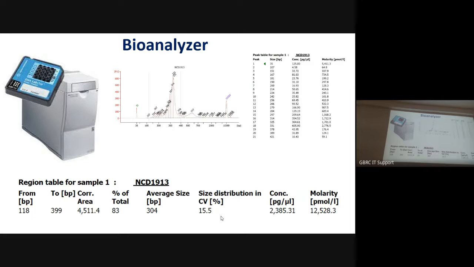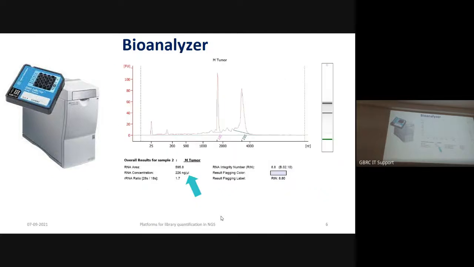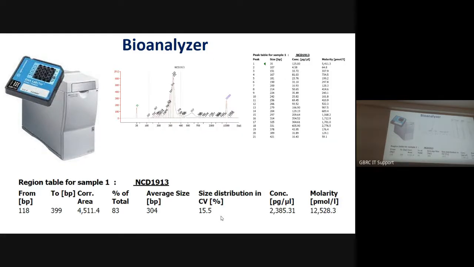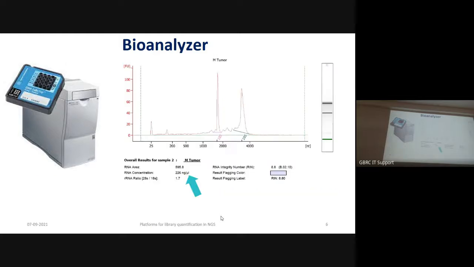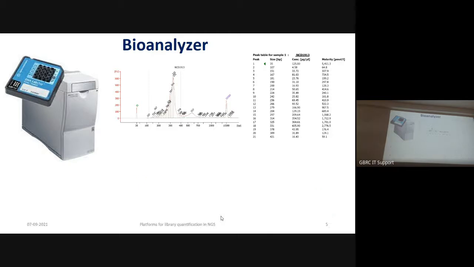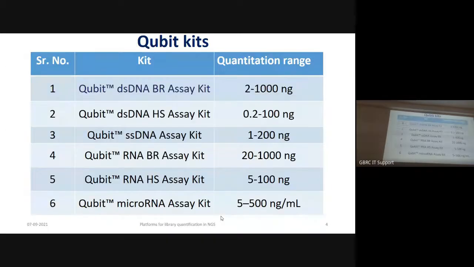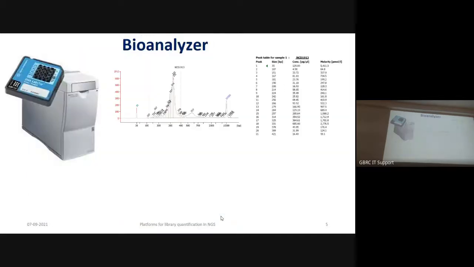So one method is the Qubit fluorometer. Second, you can use the Bioanalyzer concentration. The same goes for the DNA HS kit for the library. Similarly, you can also measure the concentration as well as the quality of the RNA using the RNA Nano kit in the Bioanalyzer. Here it will give you the concentration of the RNA. You can also use the RNA HS or DNA HS kits for the Bioanalyzer for the concentration.